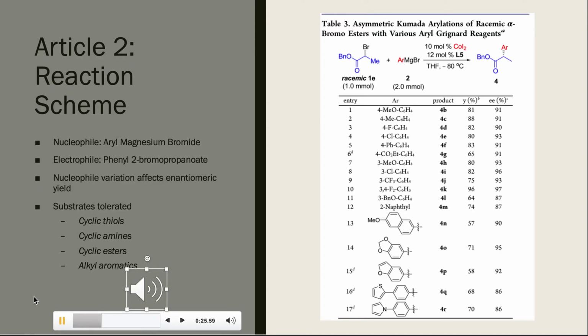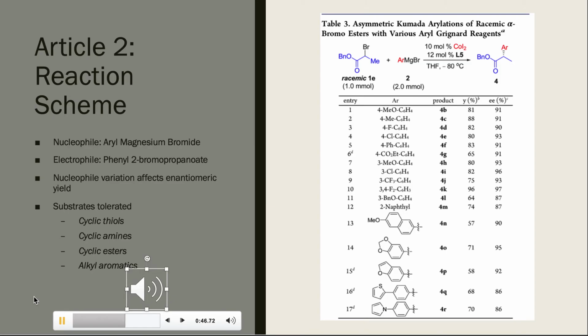Talking a bit about what kind of functional groups are tolerated in this reaction, they had cyclic thiols, cyclic amines, cyclic esters, and alkyl aromatics. On the table to the right, we see similar results to last time. There are very good enantiomeric yields for this reaction.